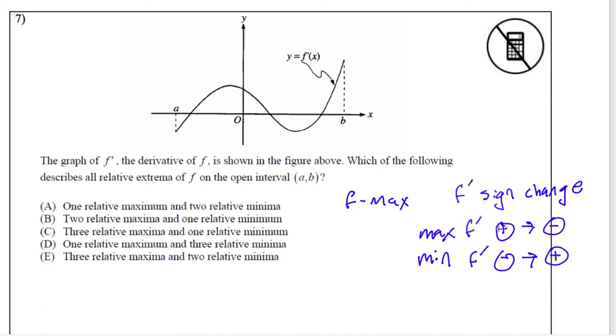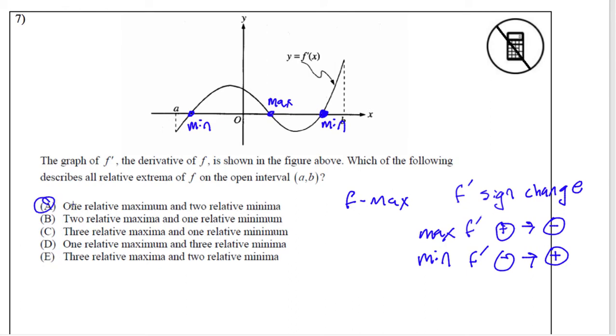Where does the height go from a positive to a negative for the max? Where does the height go from a negative to a positive? I went from a negative to a positive right here, so that's a min. I went from a positive to a negative right here, so that's a max. I went from a negative to a positive right here, so that's a min. So there are 2 mins, 1 max. Where is that? 1 max, 2 mins. There it is, A.